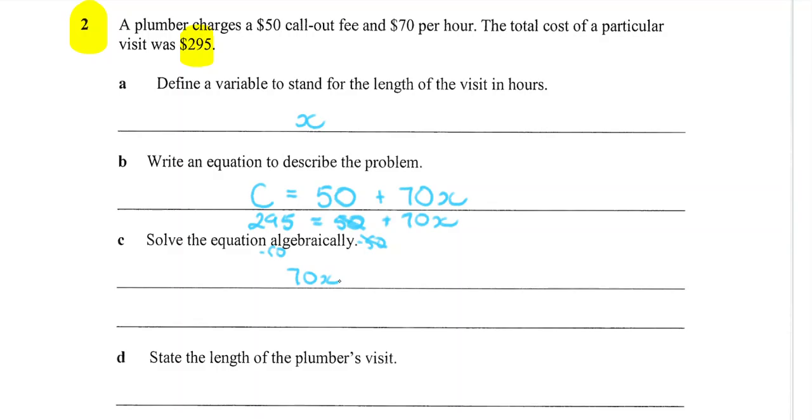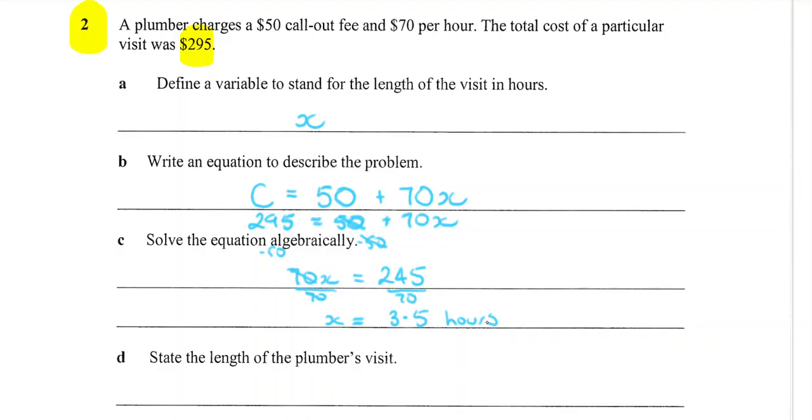295 minus 50 is 245, I believe. Then get rid of the 70 by dividing. So we go 245 divided by 70. You got an answer for me, Austin? Press the SD button to give me a decimal. 3.5 hours.